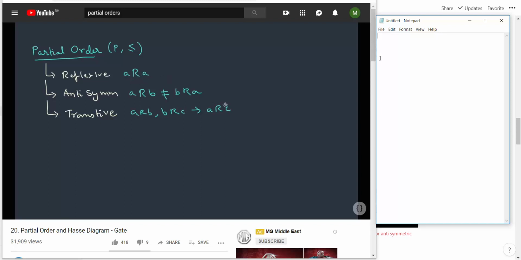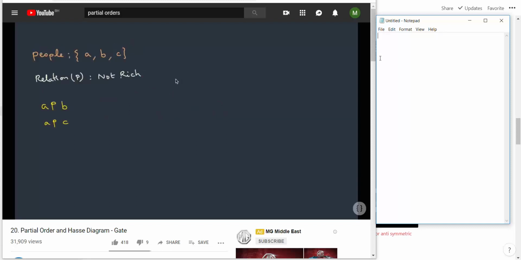Let's take an example to understand this. Here we have a set of people A, B and C, and the relation we are defining is not richer. A is not richer than B and A is not richer than C. Does this relation P form a partial order? Let's check. First is reflexive. A is not richer than itself. Is it right? Yeah.